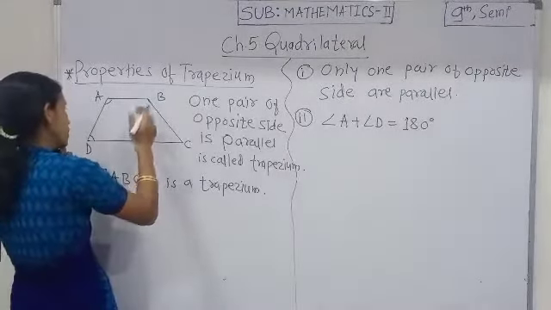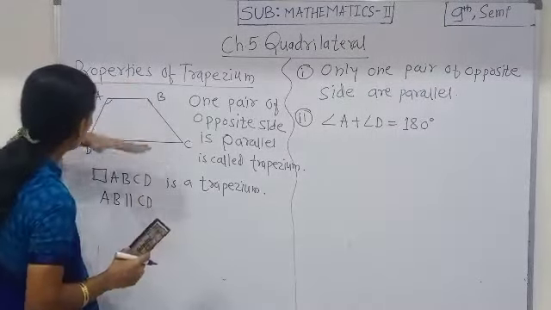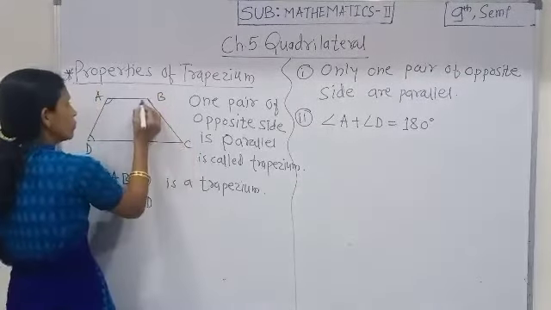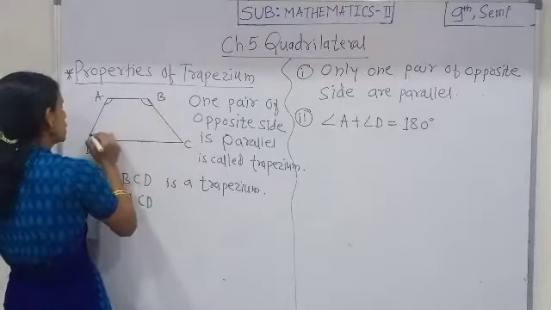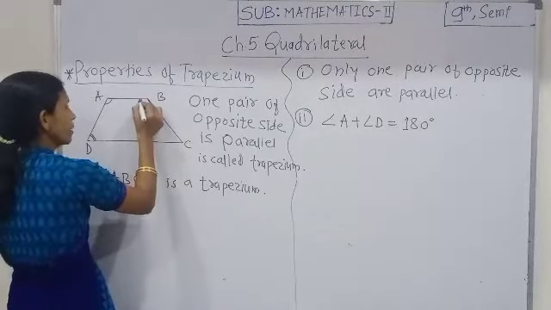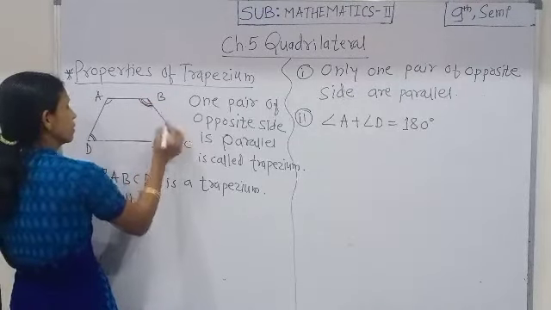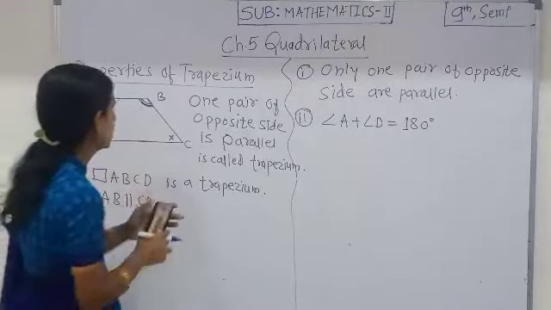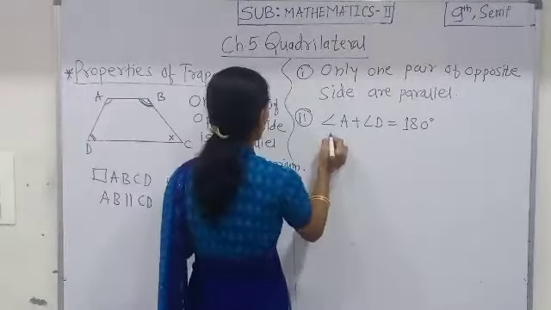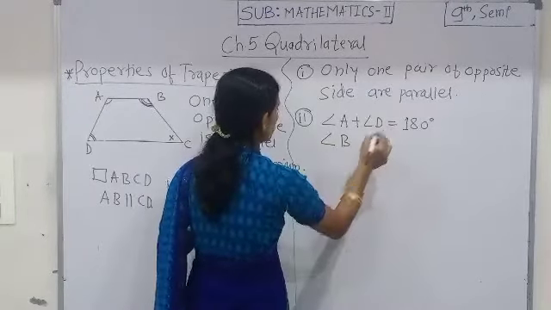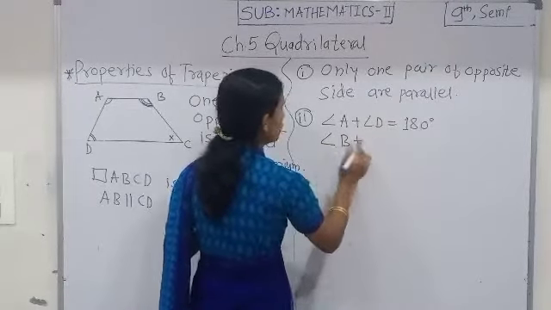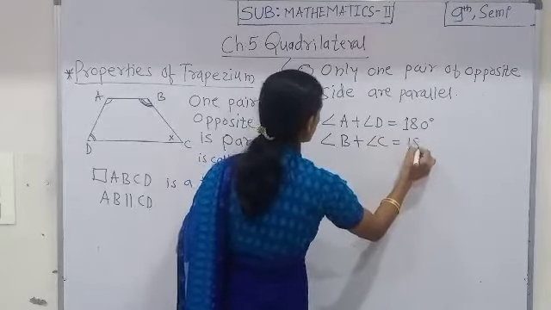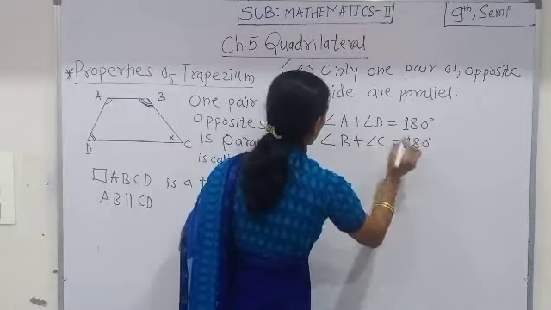As well, AB is parallel to CD and BC is a transversal, therefore those angles are interior angles, and interior angles are supplementary. Angle B plus angle C is equal to 180 degrees.